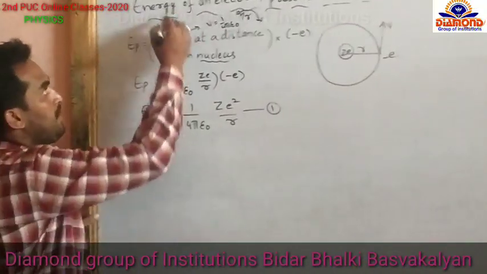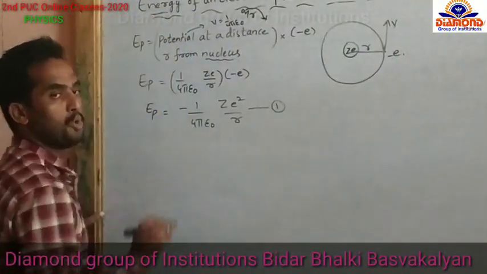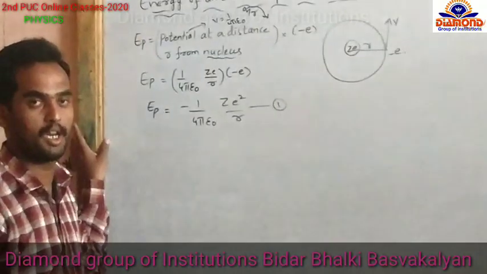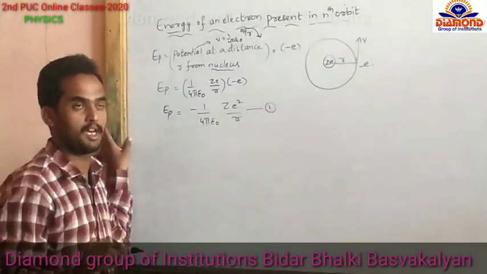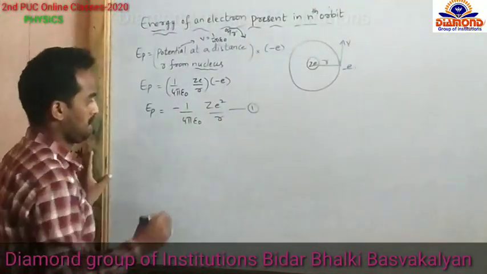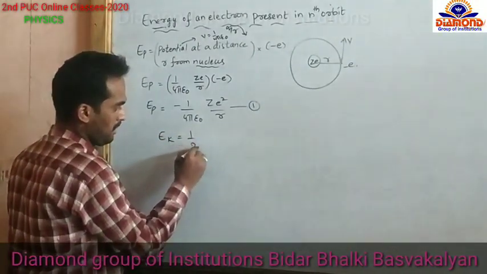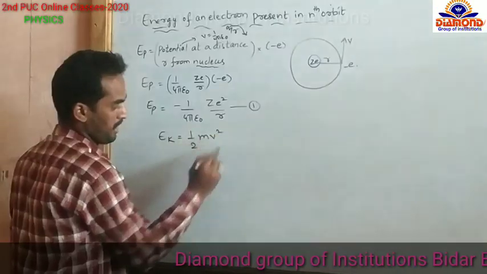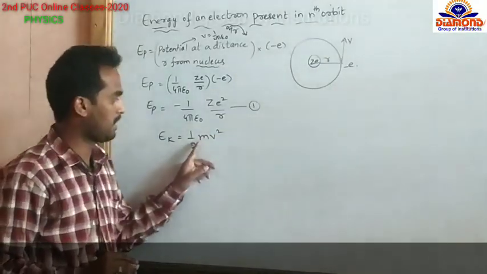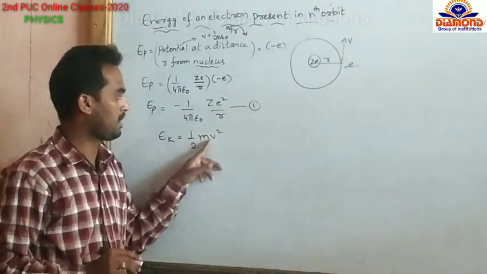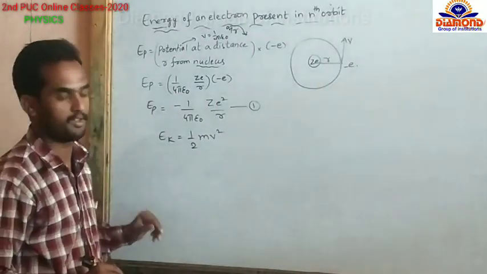So actually which energy do we want? Total energy. What is meant by total energy? The sum of the potential energy as well as the kinetic energy. So now you tell me, what is the expression for kinetic energy? That is half mv square. What does m indicate? Mass. What does v indicate? That is called velocity.